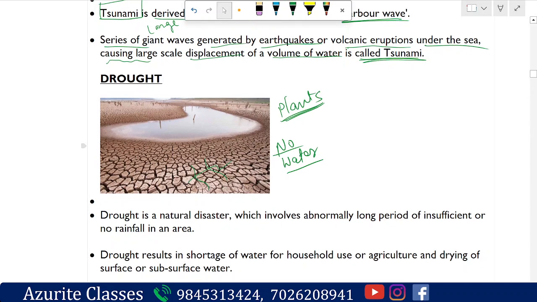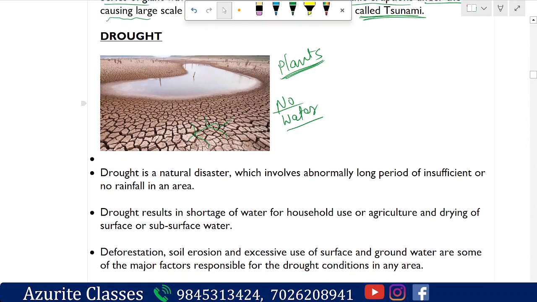No, sir. It is very difficult. Water is required for everything. You use water for everything. Full day you need water, isn't it? So if it is a drought, means no water, that is no rain and all. So drought is a natural disaster which involves abnormally long period of insufficient or no rainfall in the area. That is, for a long period of time there will be no water, no rain. Okay, so that is drought.